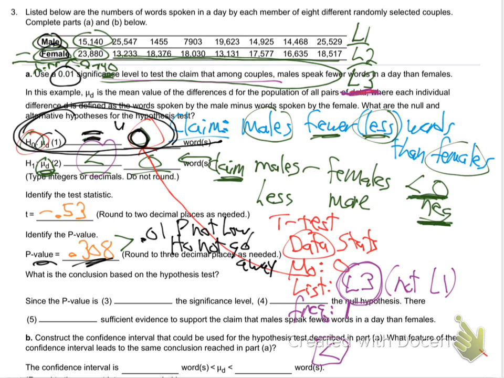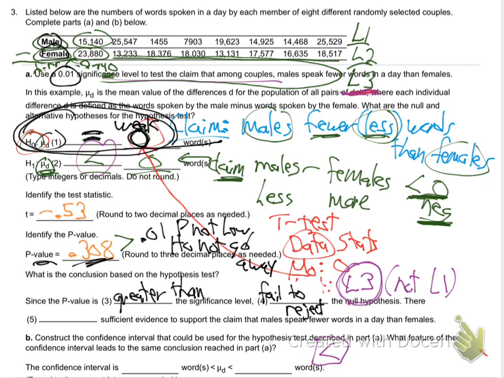At least, remember, that's weak evidence. So at least there wasn't strong evidence in these couples, these 8 couples. There was not strong evidence that the women talk more, that the men talk less. There was not strong evidence. So since the p-value is greater than the significance level, we fail to reject the null. Fail to reject the null.